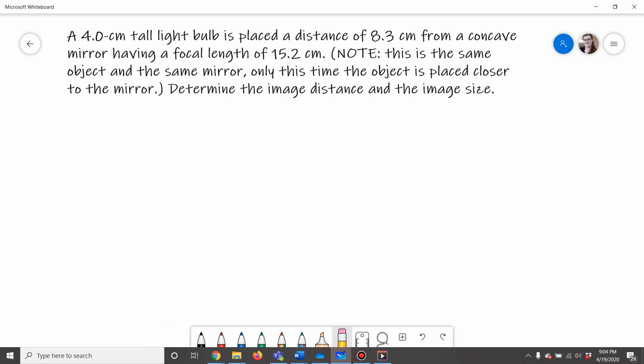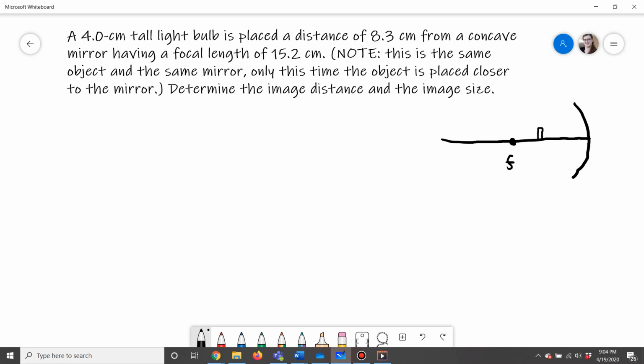All right, so we have the same 4 centimeter tall light bulb, and it's placed a distance of 8.3 centimeters from the concave mirror, having a focal length of 15.2 centimeters. So this time, it's actually in between the mirror and the focal point. Principal axis, I'm going to expand it a little bit so that I have more room. There's our focal point. Here is our light bulb.